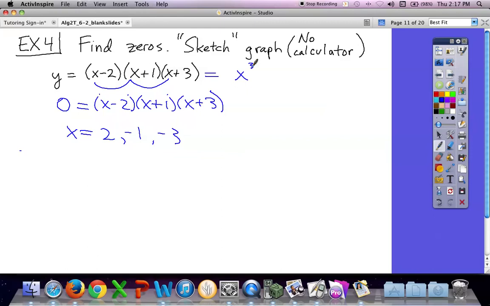Okay, the last term will be negative 2 times 1 times 3. Negative 6, right? And what does that represent? It's the y-intercept. So now we've got these 3 points, and we've got one other point.